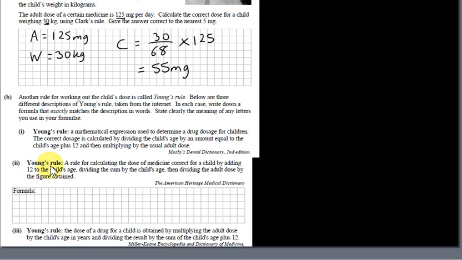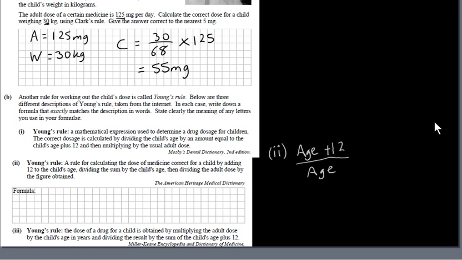Here is a second description of Young's rule. We add 12 to the child's age. So I'll write this over here for part 2. We add 12 to the child's age. Well, we can write that as age plus 12. And we add 12 and we divide the sum by the child's age. So we take this sum and divide it by age, and then we divide the adult dose by the figure obtained.